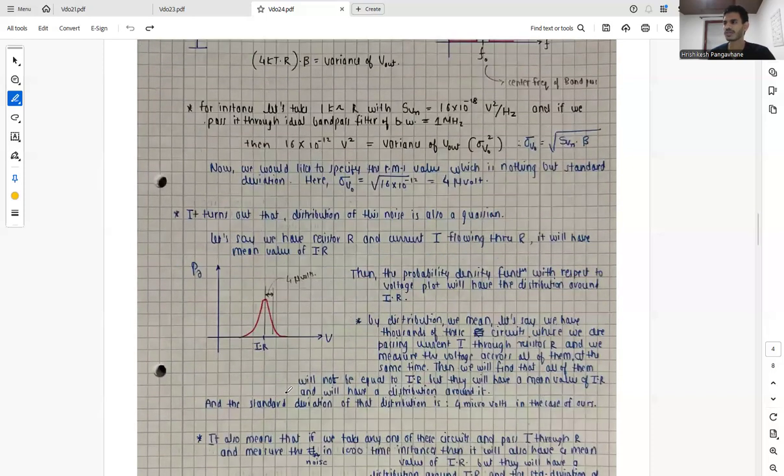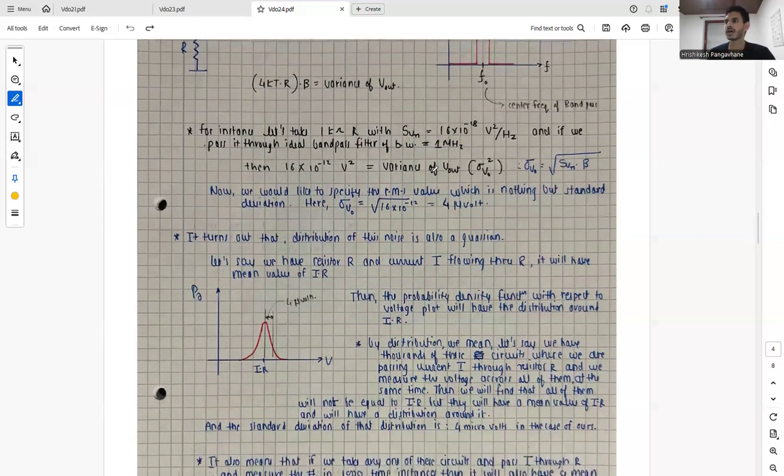And by distribution we mean, let's say we have thousands of these circuits where we are passing current I through a resistor R, and we measure the voltage across all of them at the same time. Then we will find that not all of them will be equal to IR, but they will have a mean value of IR and a distribution around it. And the standard deviation of the distribution is 4 microvolts in the case of a 1 kilo ohm resistor at the bandwidth of 1 megahertz.